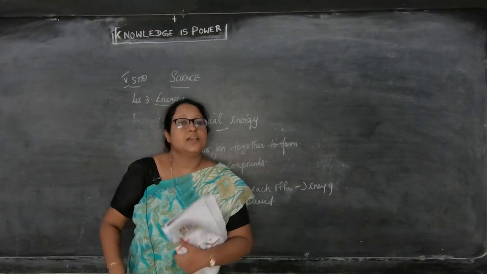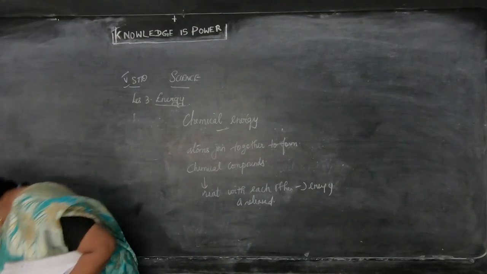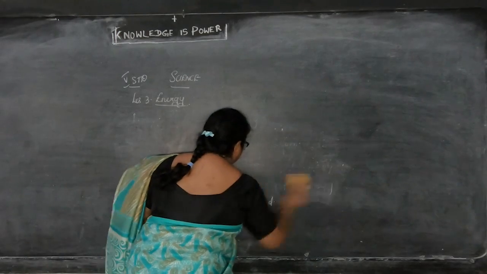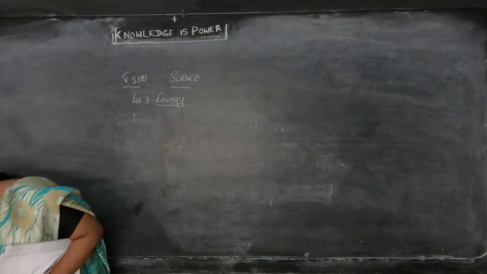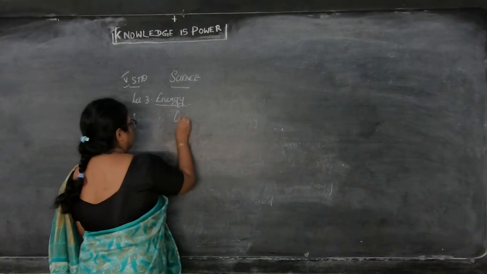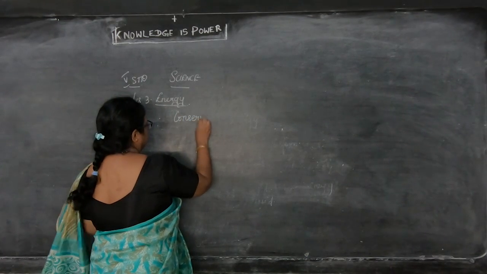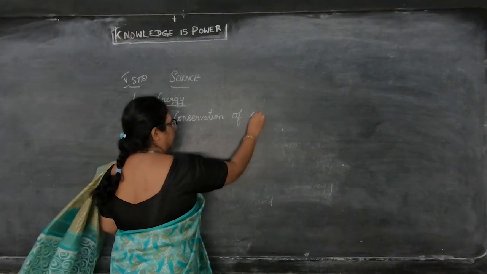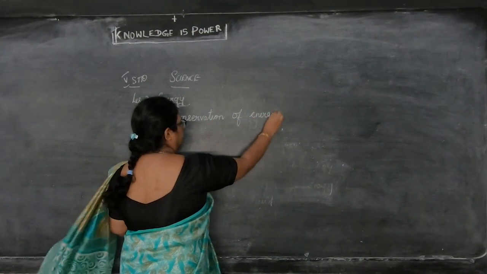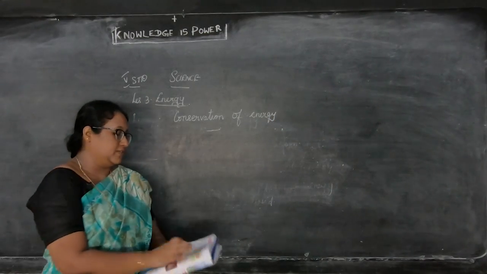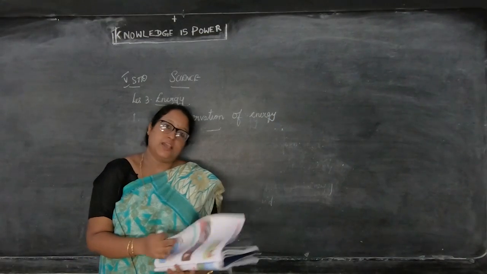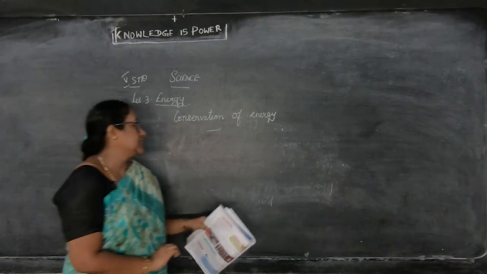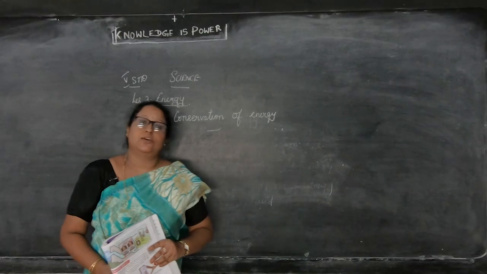Next we will see the conservation of energy. So what we are going to see now? Conservation of energy. So before this what we saw, children? We saw about the light energy, electrical energy and the chemical energy. So fully we have finished that. Next we are going to go to the conservation of energy.